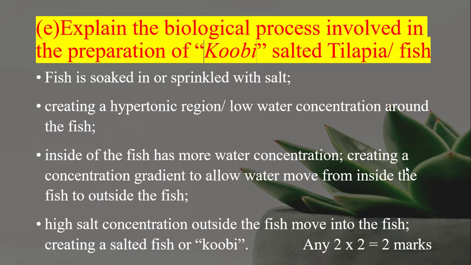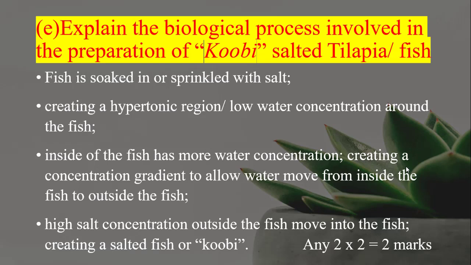Okay, right. So fish is soaked or sprinkled with salt. This creates a hypertonic region, and a hypertonic region has low water concentration. This is mainly around the fish or outside the cells of the fish. Therefore, we have a concentration gradient being formed, isn't it? We have low water concentration outside the cells of the fish, then higher water concentration inside. So you have a water concentration gradient being set up, isn't it?